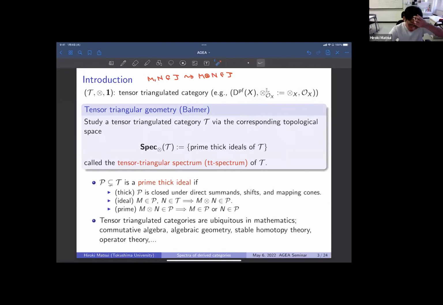Balmer's tensor triangular geometry studies a tensor triangulated category T by the corresponding topological space, Spc(T), which is the set of prime thick ideals of T together with some topology. And we call this topological space the tensor triangular spectrum, or we call this TT spectrum for short.